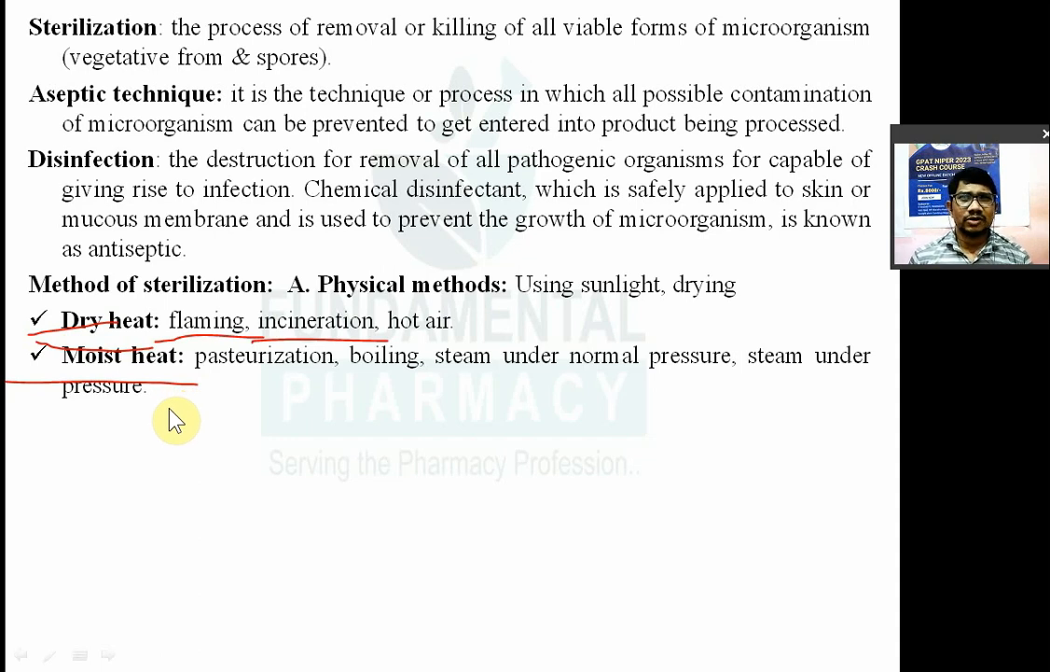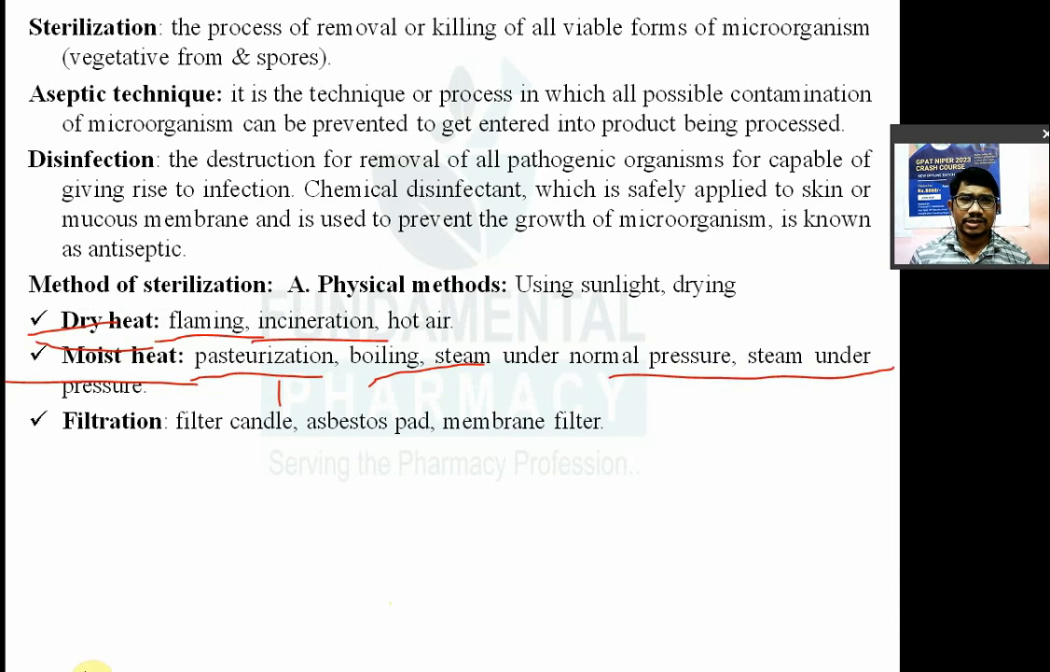So water vapors have more penetration power than dry heat. So that is involved in pasteurization. Pasteurization is the process of sterilization of milk. जैसे आप milk के लिए pasteurization करते हो. You are heating milk at 80 degrees Celsius; boiling, steam under normal pressure, steam under reduced pressure.